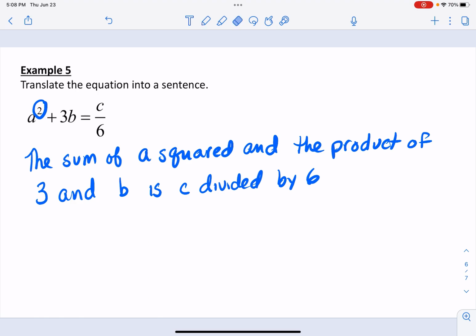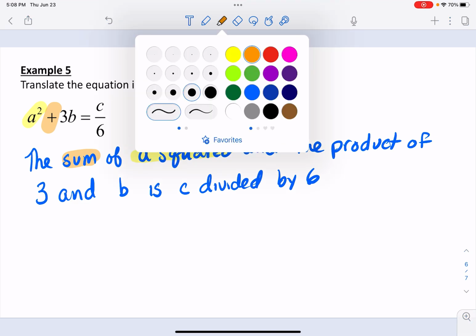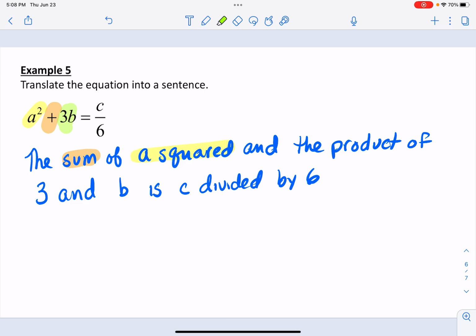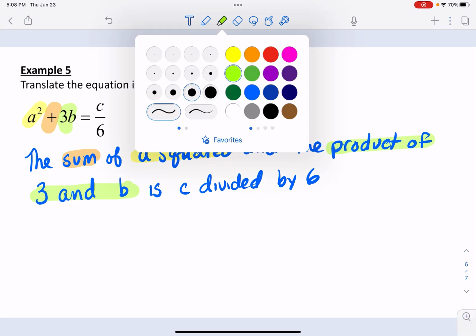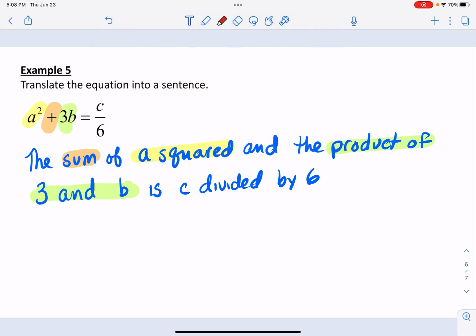Let me use my eraser here, because I'm just plowing through this, and that's because I've been doing this for so long. So let me try and highlight. A squared. A squared. So that's where I get that piece from. The plus sign is that sum piece. 3b. The product of 3 and b. Okay. I don't know if I'm going to like the rest of these colors. Let's see what I think.